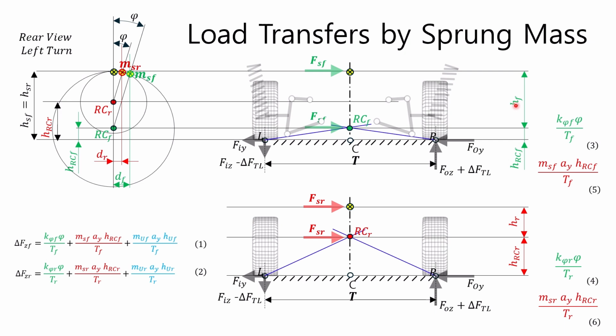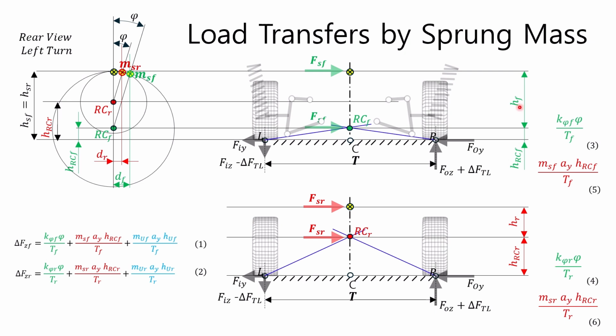Therefore, it is true that when HF increases, the numerator of equation 3 increases, increasing the load transfer in the front suspension, and when HR increases, the numerator of equation 4 increases, increasing the load transfer in the rear suspension.